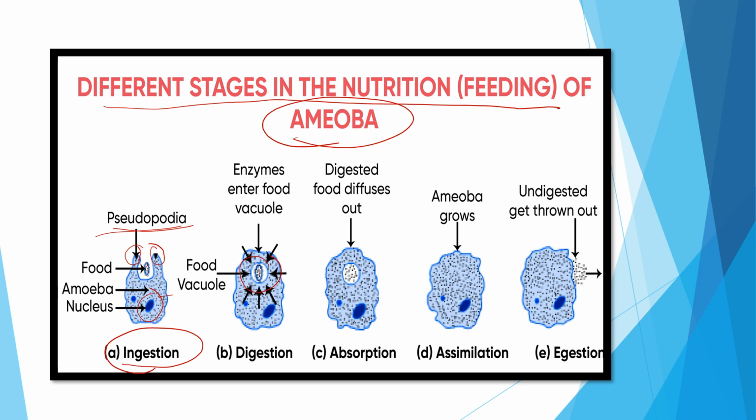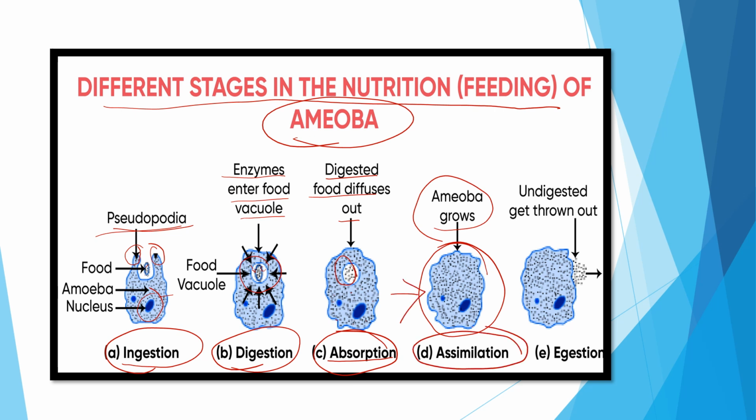Now next comes, after ingestion, the enzymes entering the food vacuole. A food vacuole is created and enzymes are entering this to digest the food inside the food vacuole. So this process is digestion. So after digestion, what is happening? Digested food diffuses out. So digested food is diffusing out throughout the amoeba, and it helps in the growth of the amoeba. So the amoeba is growing now, and this phase where the digested food was diffusing was the absorption phase, and after that, when it is growing, that is the assimilation of the digested food material which has diffused to its body, right?